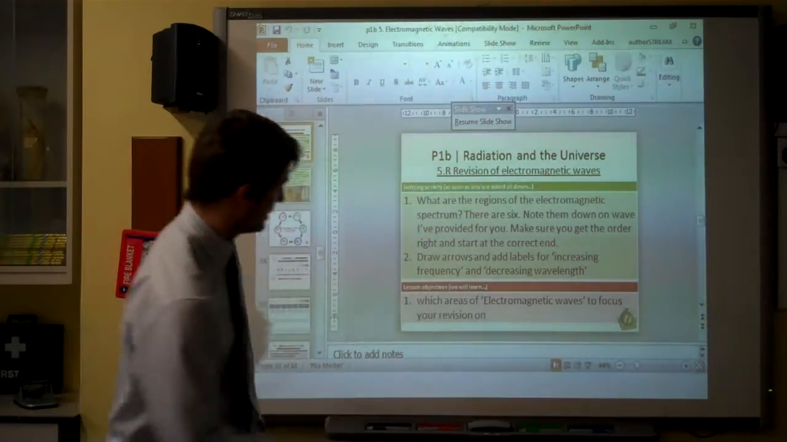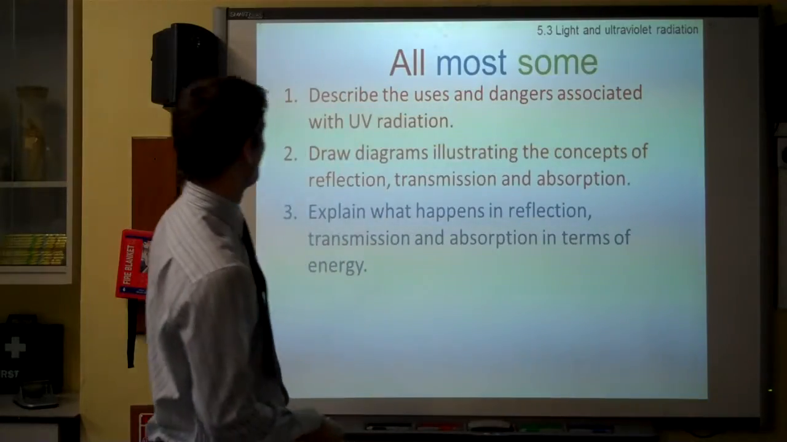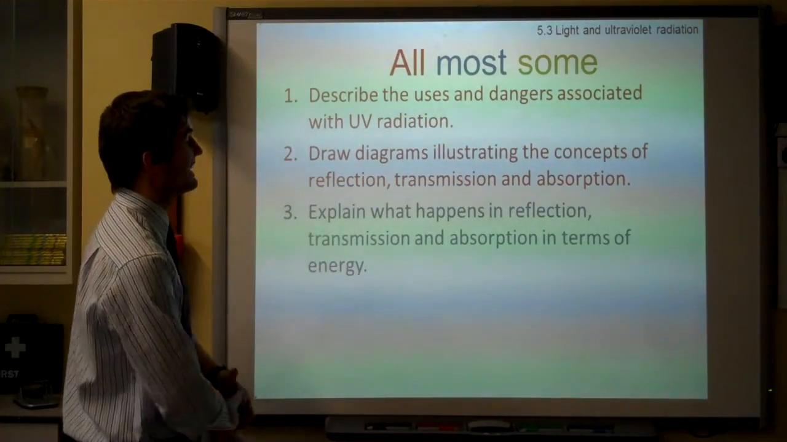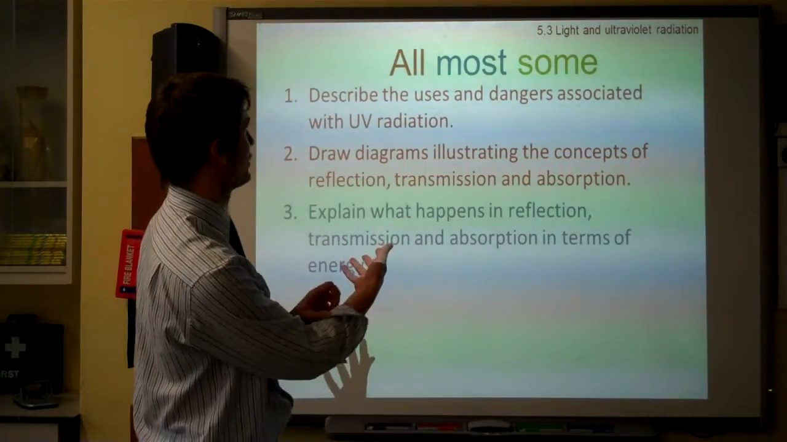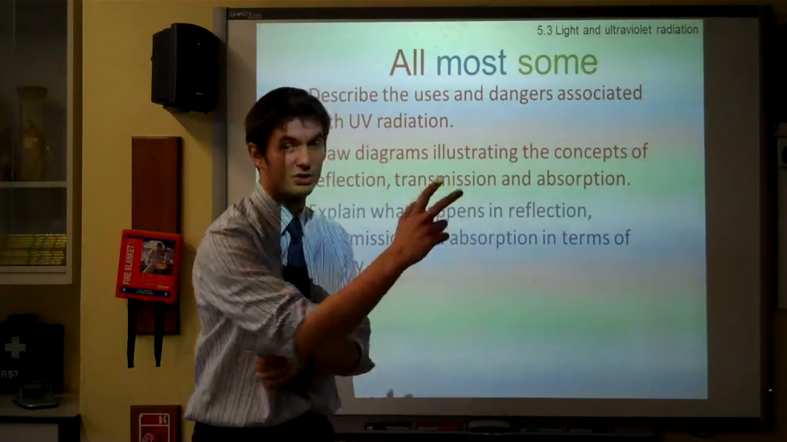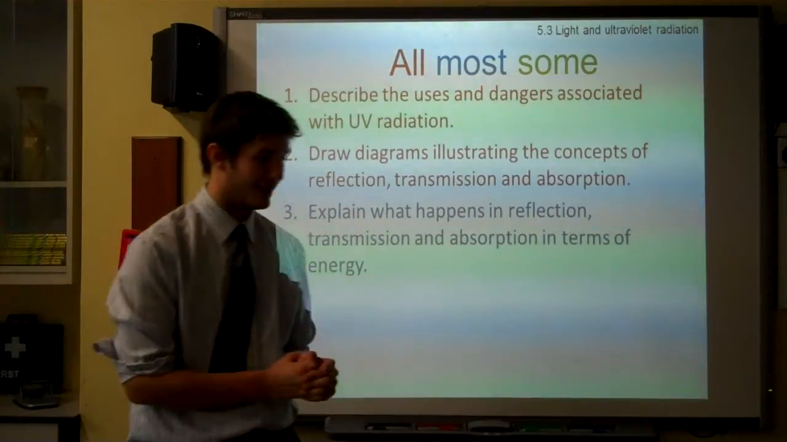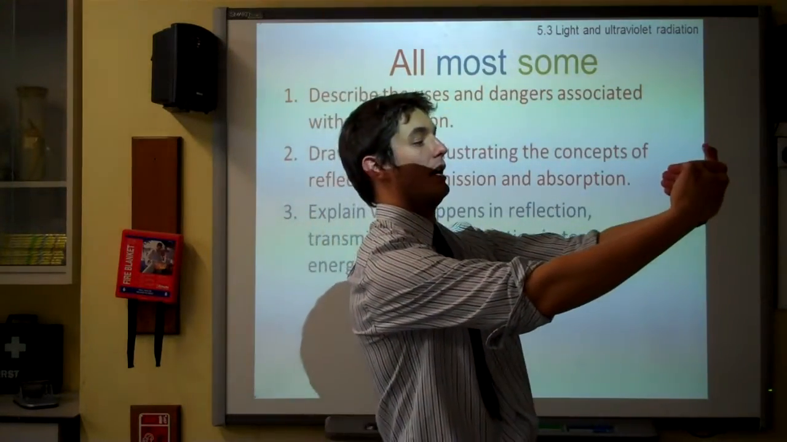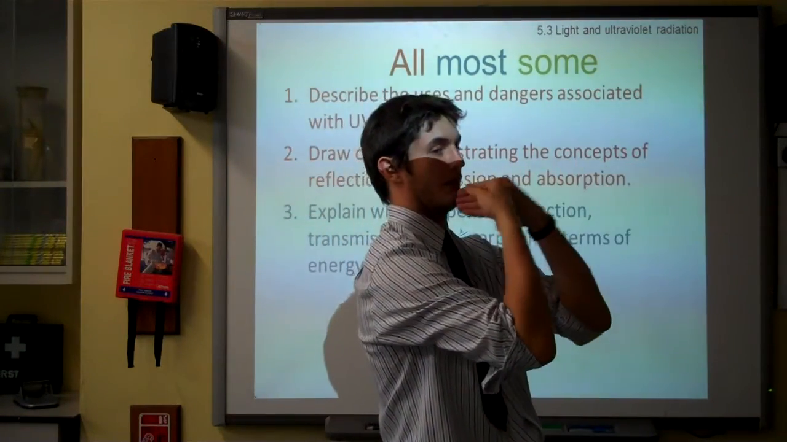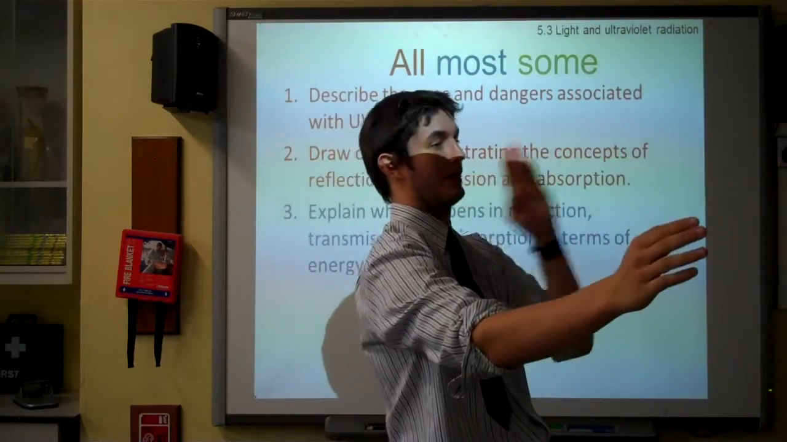Then, what do we need to talk about? We need to talk about the next thing. You need to be able to draw diagrams illustrating the concept of reflection, transmission, and absorption. So you just basically need to know what those key words are. So reflection is basically when a wave comes and bounces off. That's reflection. Okay.